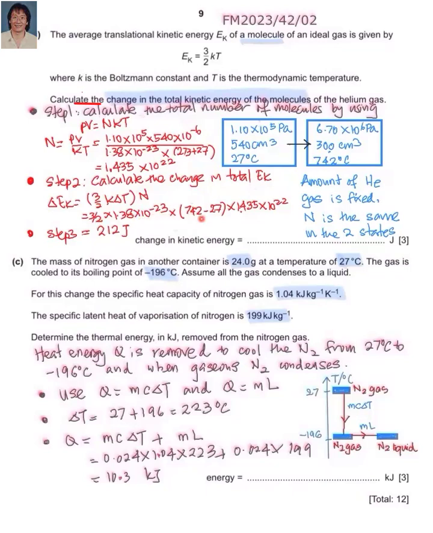This will give you the temperature change, because the temperature changes from 27 degrees Celsius to 742 degrees Celsius. So the change in temperature will be 742 minus 27 degrees Celsius, then times the number of molecules. This will give you 212 joules.